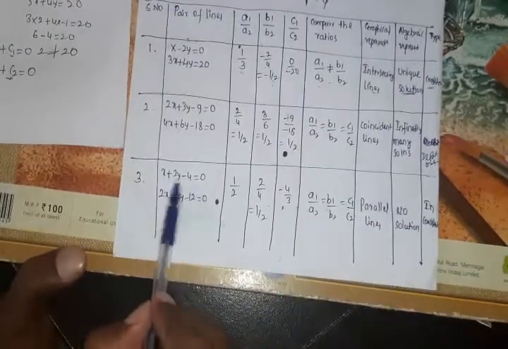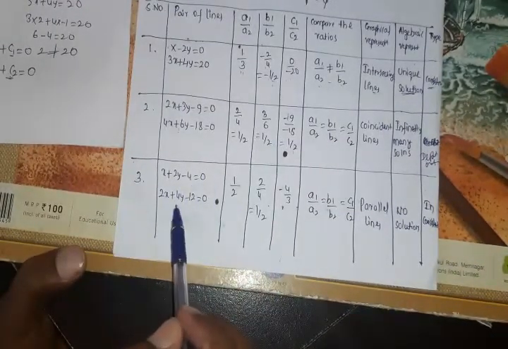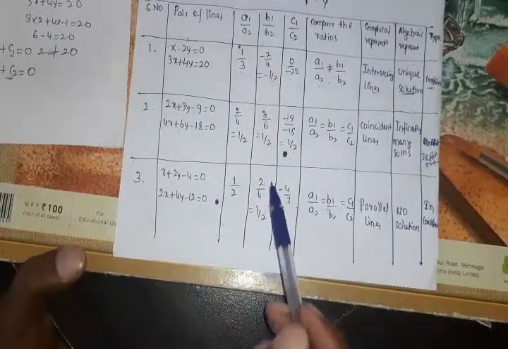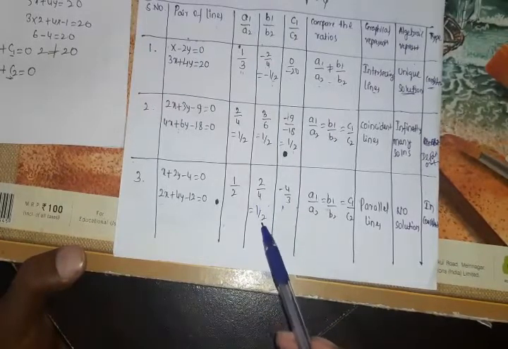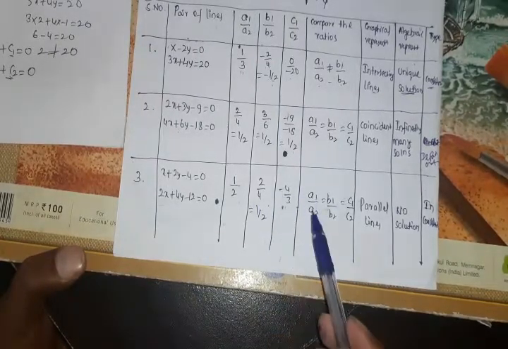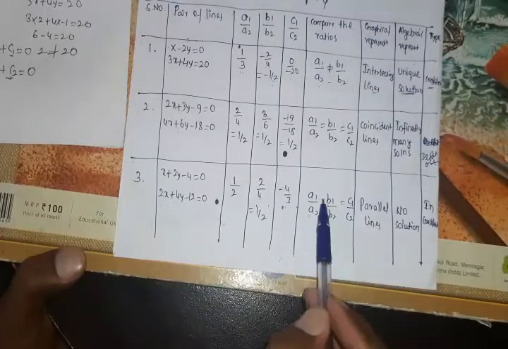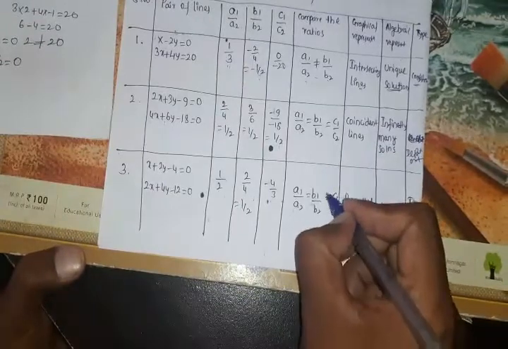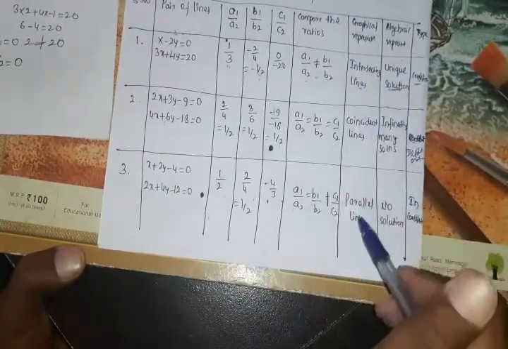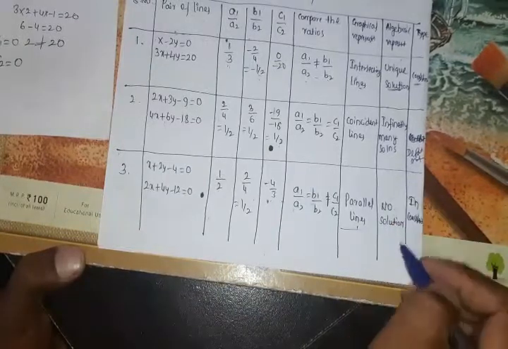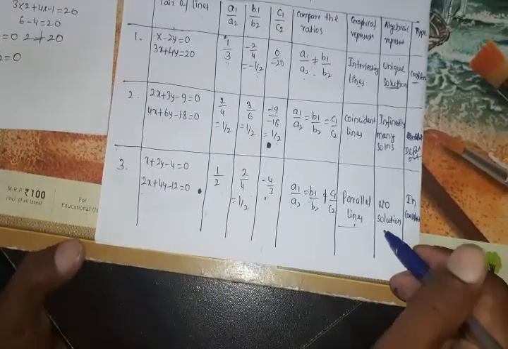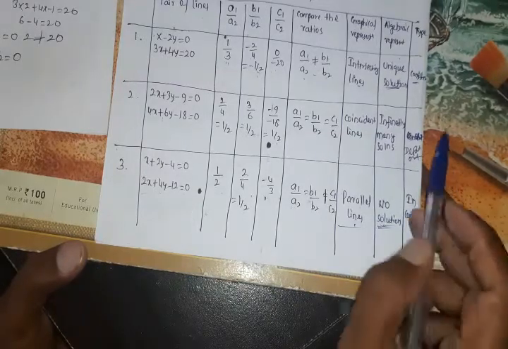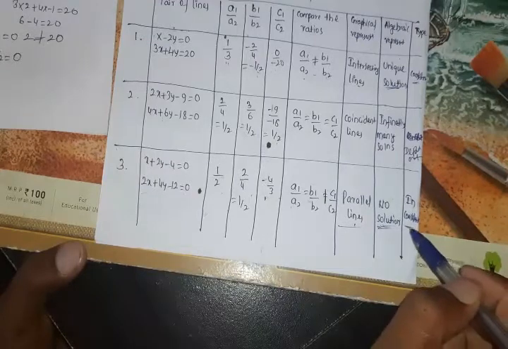And the third example, x plus 2y minus 4 and 2x plus 4y minus 12. The ratio a1 by a2 is 1 by 2, b1 by b2 is 2 by 4, which is again 1 by 2, and c1 by c2 is minus 4 by minus 12, that is 1 by 3. Here we can observe that a1 by a2 equals b1 by b2, and b1 by b2 is not equal to c1 by c2. So in graphical representation we get parallel lines, and in algebraic representation we get no solution, there is no common solution, and it is inconsistent.